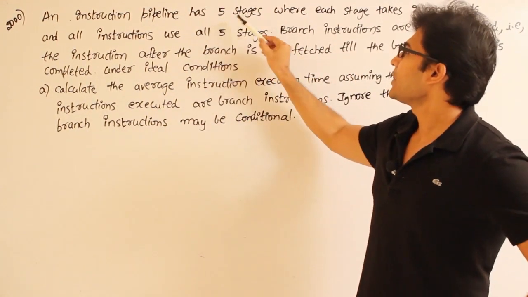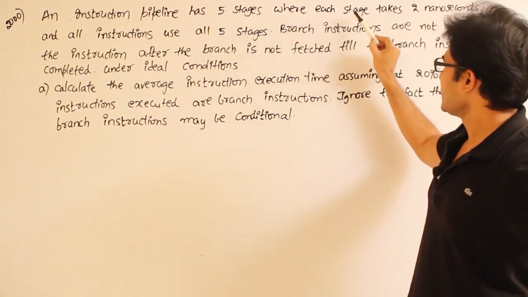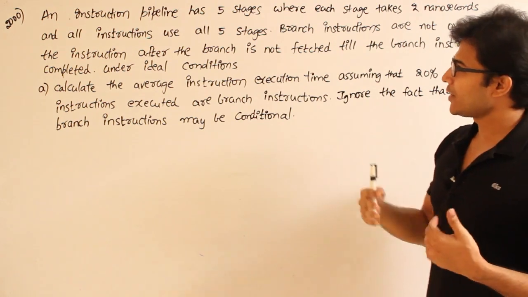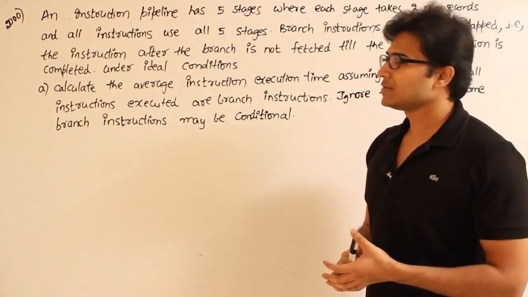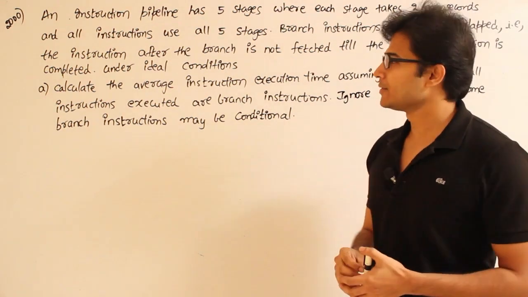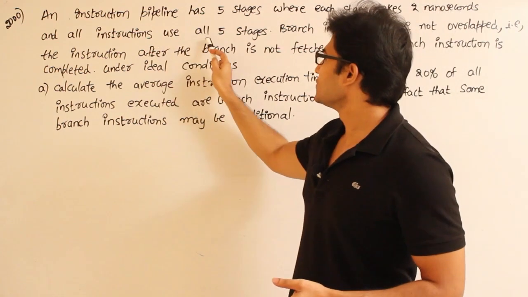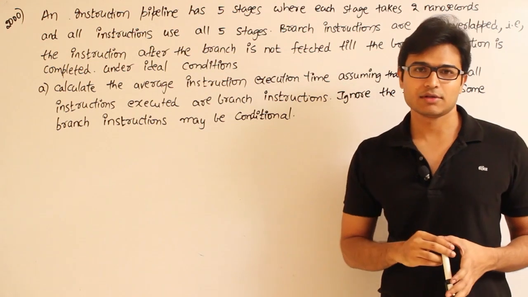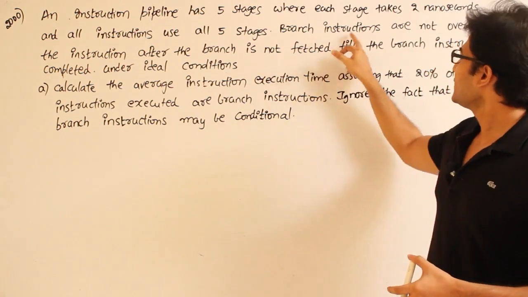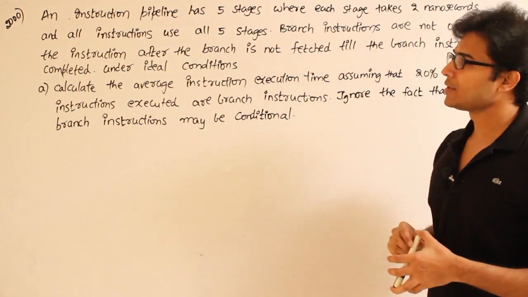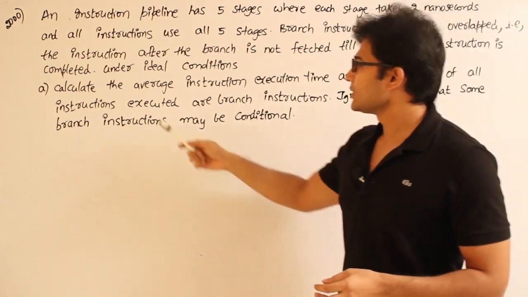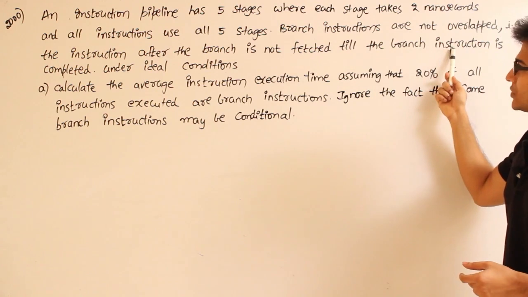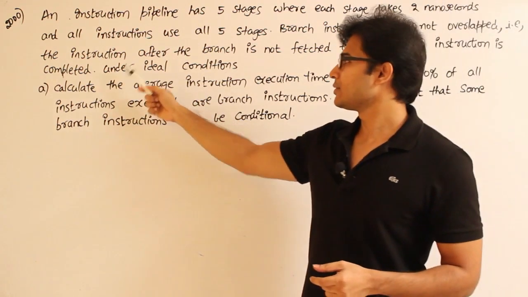An instruction pipeline has 5 stages where each stage takes 2 nanoseconds. So it is a 5-stage pipeline and each stage takes 2 nanoseconds to complete. And all the instructions use all 5 stages. Therefore for every instruction you should consider that all the 5 stages are required. Branch instructions are not overlapped. That is, the instruction after the branch is not fetched till the branch instruction is completed.